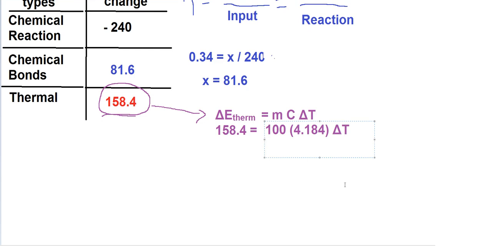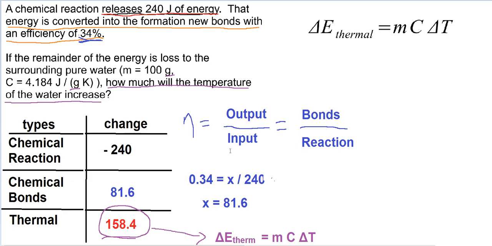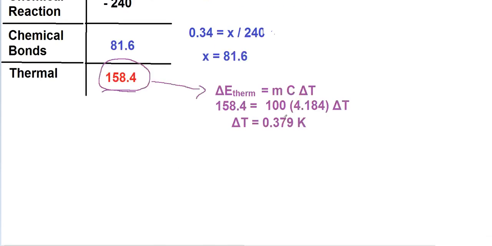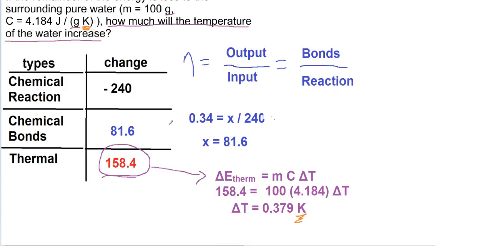Now, if you do so, what you will find is delta T will be equal to 0.379 Kelvin. Now, the very last thing I will mention is we know this temperature is in Kelvin because our heat capacity is also in Kelvin. So the units will match up with whatever you're doing. And with that, we can find the change in temperature of our system.